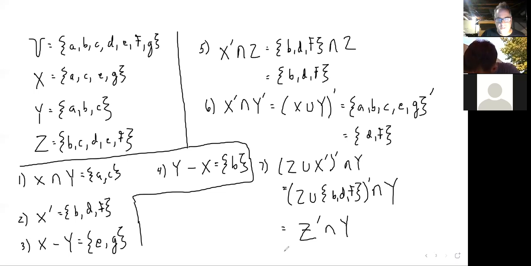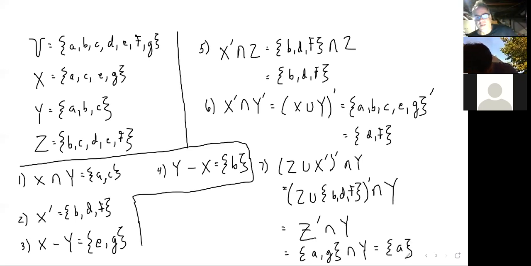All right, so Z complement would be just A and G. And then I want to intersect that with Y. So Y has A, B, C. This is A and G. So the only thing in common that they have at the end of the day is the set with just a single element A. But again, a step at a time here with these.